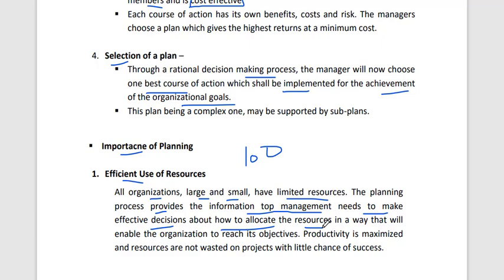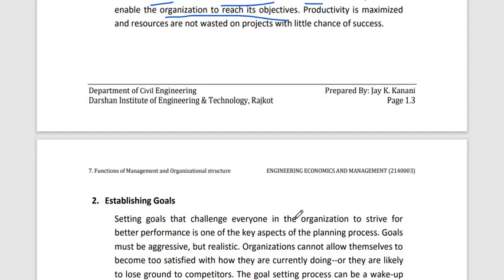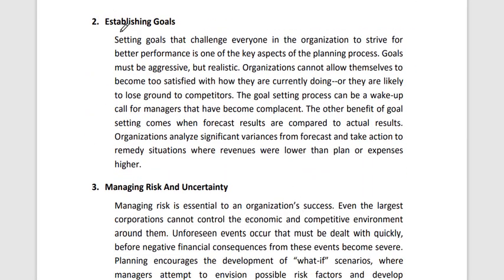So planning means efficient use of resources, as well as efficient use of workers or employees, that will enable the organization to reach its objective. Our main task is to reach the objective, reach the goals. Then, establishing goals: setting goals that challenge everyone in the organization to strive for better performance.